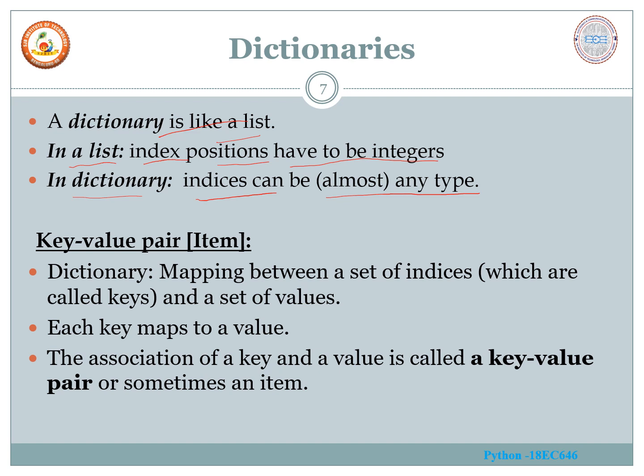Now you can think of a dictionary as a mapping between a set of indices, which are called keys, and a set of values. Okay, so we consider it to be a key-value pair. Each key maps to a specific value. When we talk about the association of a key and a value, it is called a key-value pair, or you can also call it an item.